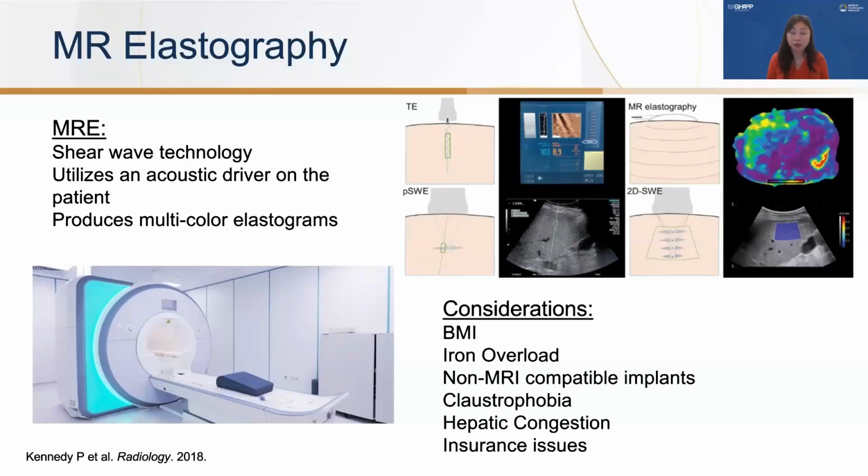MRI elastography is performed without contrast. So if you happen to order MRI elastography with and without contrast, sometimes that will get denied unless you need the contrast to evaluate hepatic lesions. Switching to the non-contrast sometimes gets you that approval.